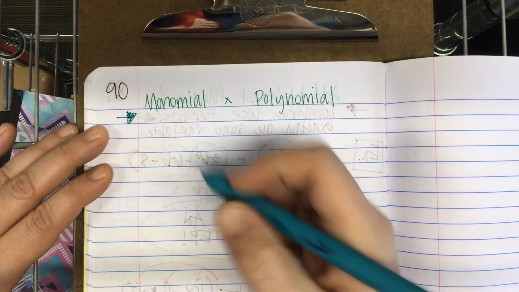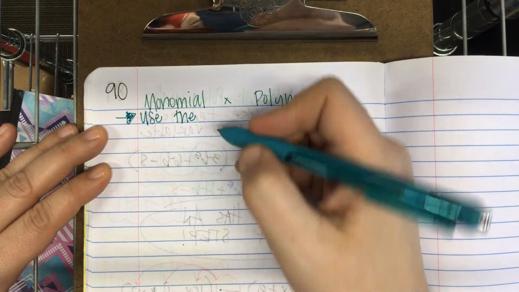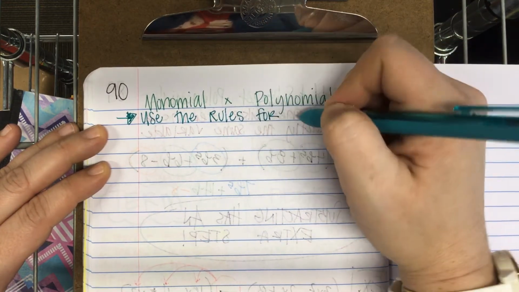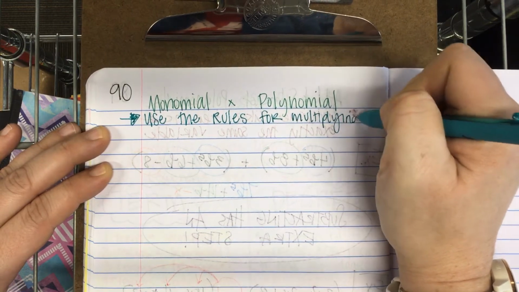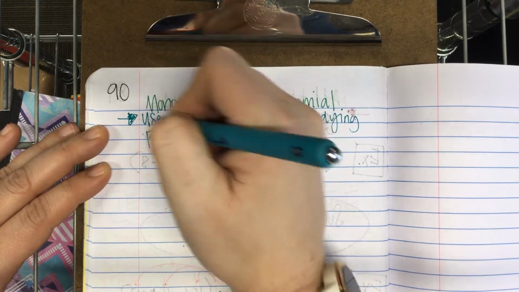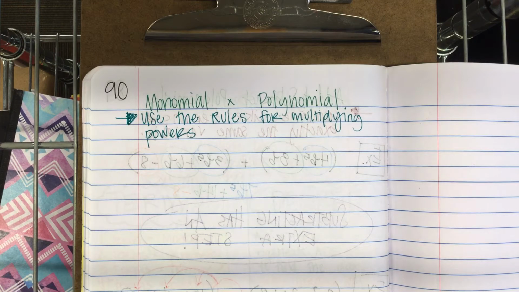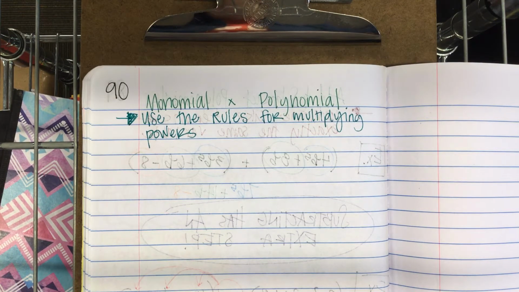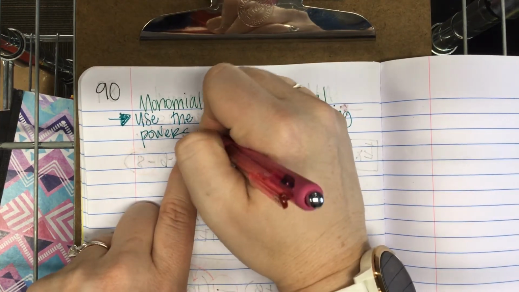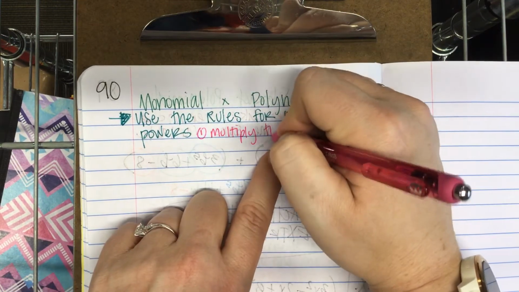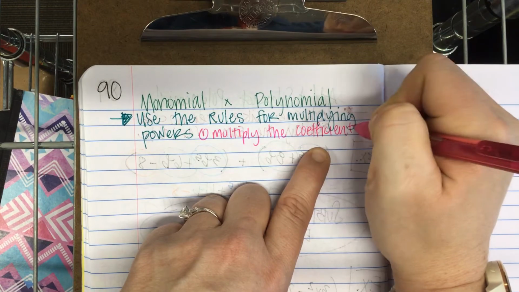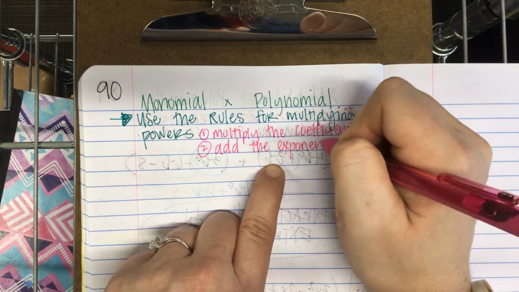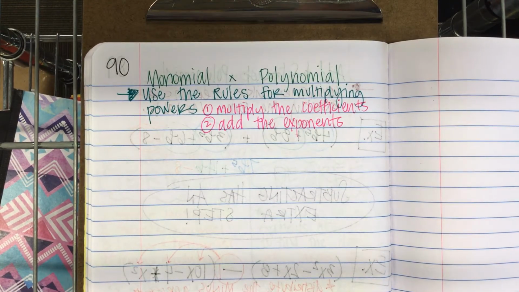So, we are going to use the rule or rules for multiplying powers. We're going to use the rules for multiplying powers. We're using the properties of powers. So when we do this, those rules are: multiply the coefficients and add the exponents. Multiply the coefficients, add the exponents.